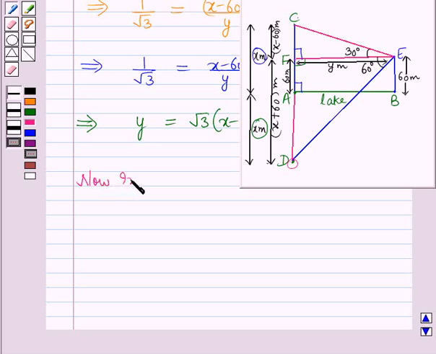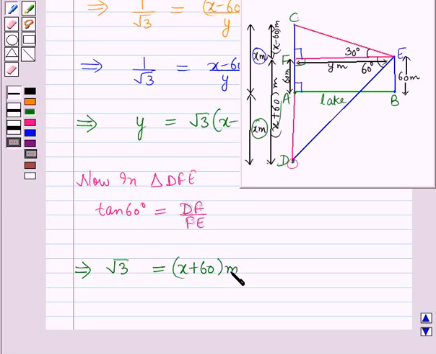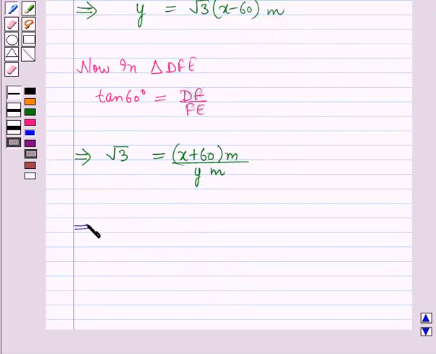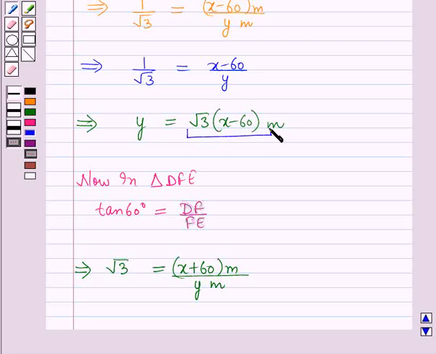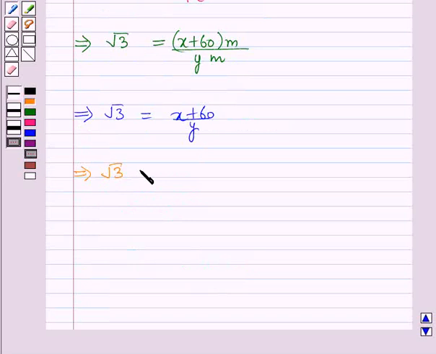Now, in triangle DFE, tan 60 degrees is equal to perpendicular over base, that is DF over FE, which implies root 3 is equal to DF, which is x plus 60 meters, over FE. Now FE is y meters, which implies root 3 is equal to x plus 60 over y. Now putting the value of y here, this implies root 3 is equal to x plus 60 all upon root 3 into x minus 60 the whole.